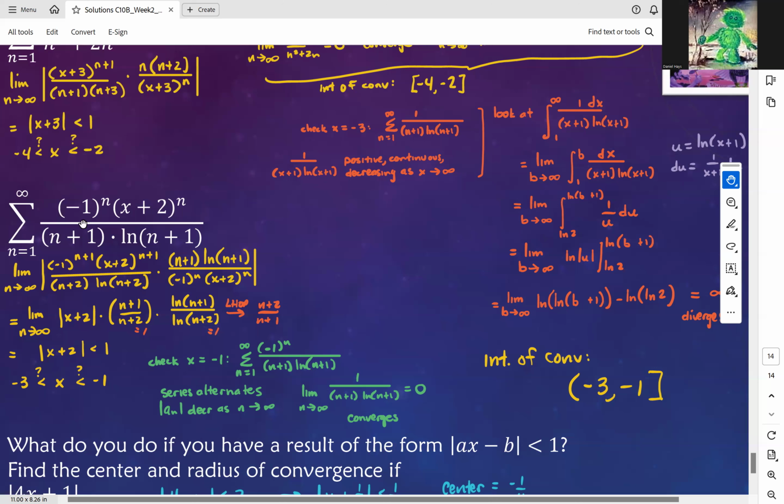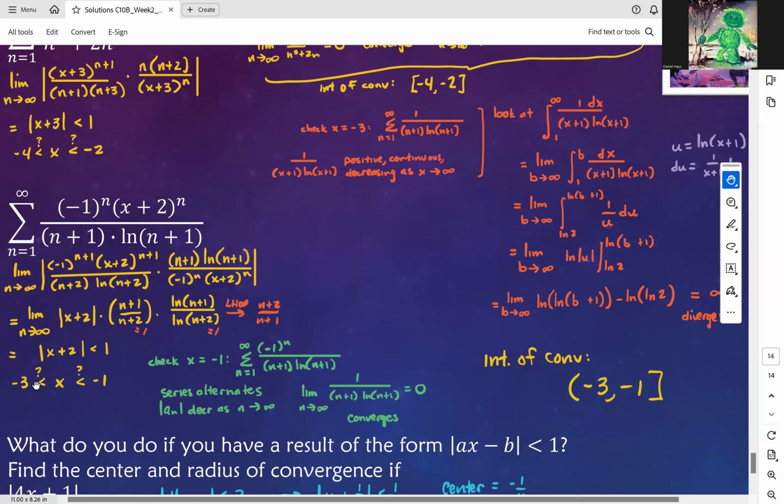If I plug a -1 into this original series, this portion where I'm highlighting right now becomes 1 to the n, which is effectively just 1, which effectively disappears. So I do end up with a much simpler alternating series where we can easily apply our alternating series test. I've shown the 1, the 2, the 3 steps here to get convergence at my -1. Now we go to check x equals -3.